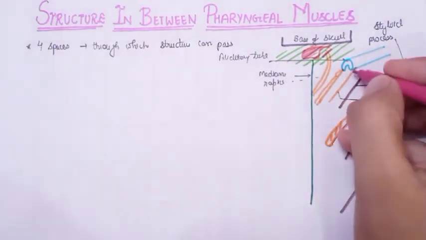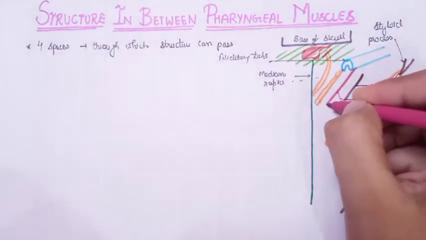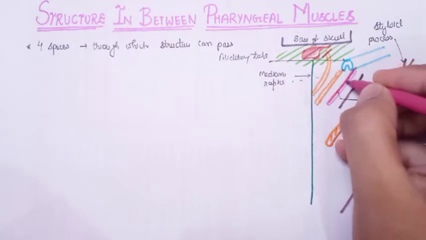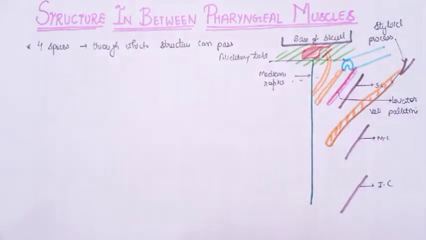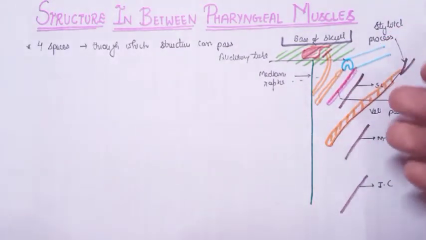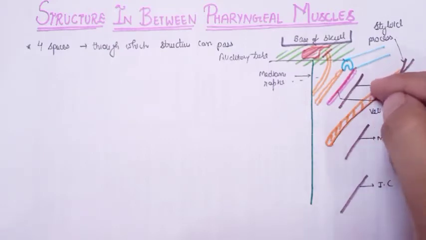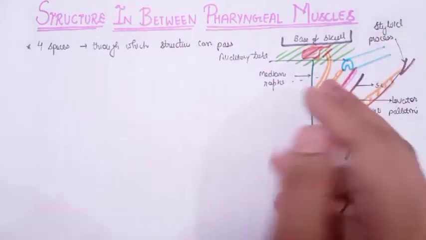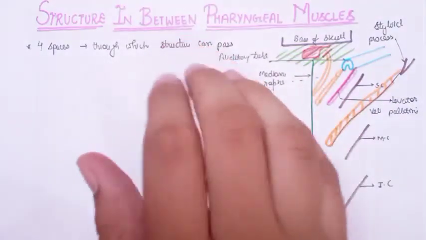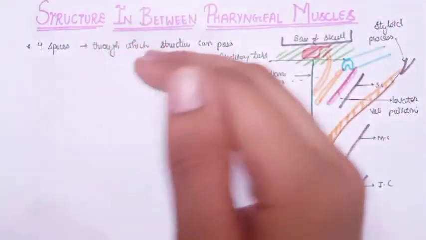So I am showing it with a different color. This is the levator veli palatini muscle attached to the auditory tube. So now you can see the two structures that are present in the gap between the superior constrictor and the base of the skull. The rest of the two muscles are more medial, that's why I have not discussed them in the heading of the structures between the pharyngeus muscle.